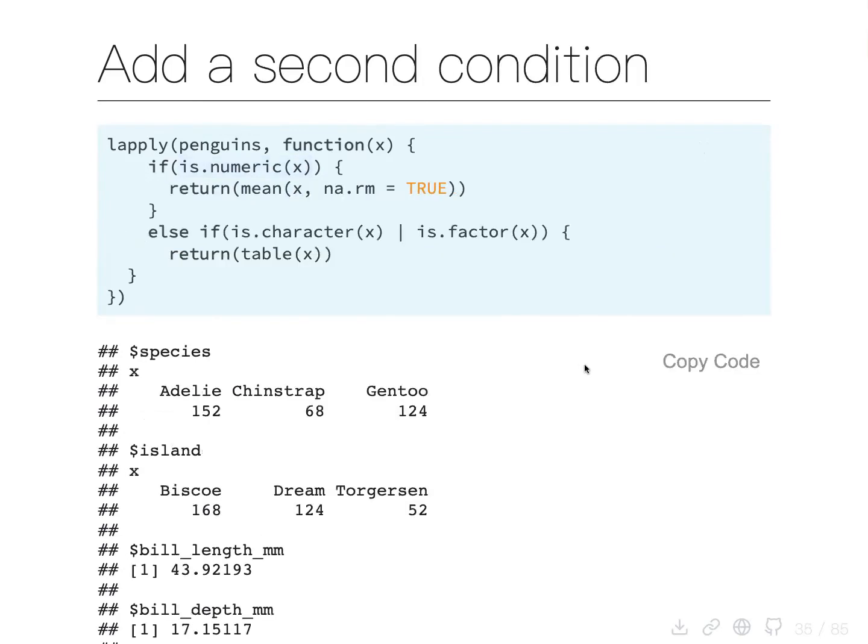Okay, we could instead do something different with it, right? In this case, we're saying if it's numeric, then do the mean. Else, if is.character or is.factor, and we could probably just say else. We don't really have to do that, but if we had some logical columns, maybe it would make sense. Then we're going to return a table.